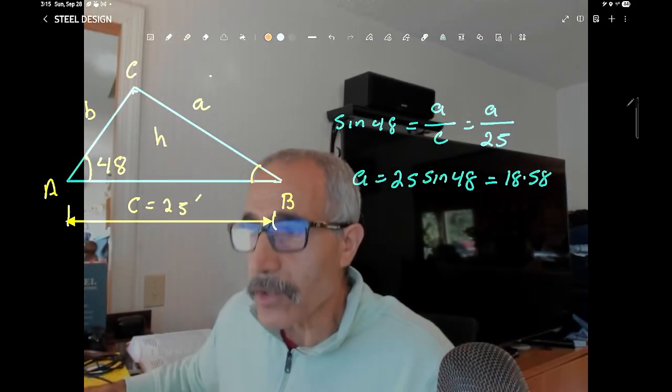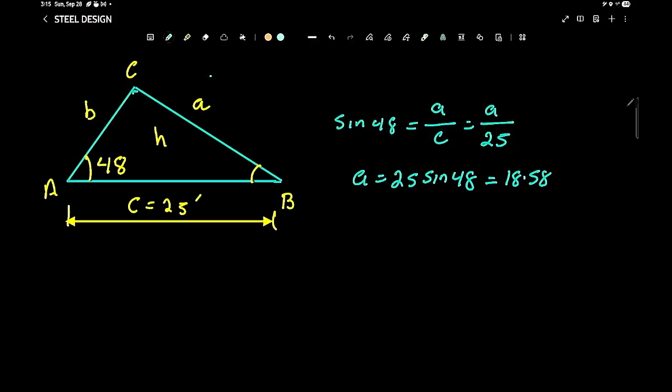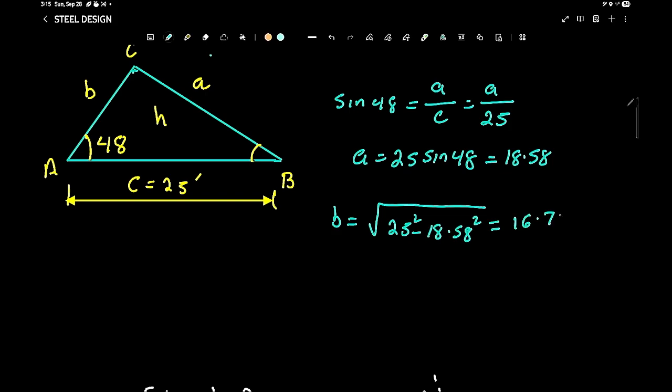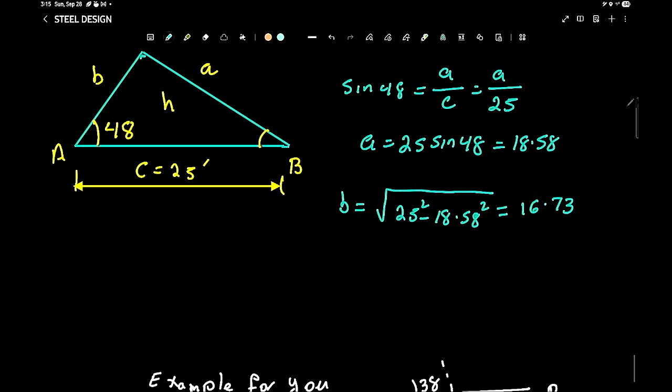Let me go ahead and shut the camera off so you can see this better. And to find B, we're going to use Pythagorean theorem. Our B, which is on the other side, is equal square root of 25 squared minus 18.58 squared, and that will give me 16.73. And of course for H, it's right here.